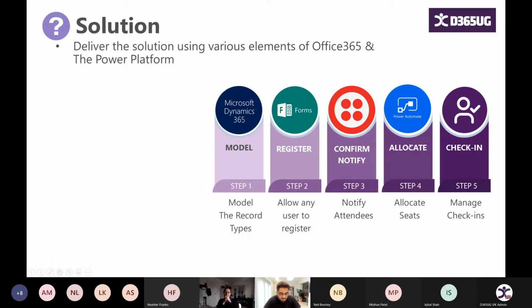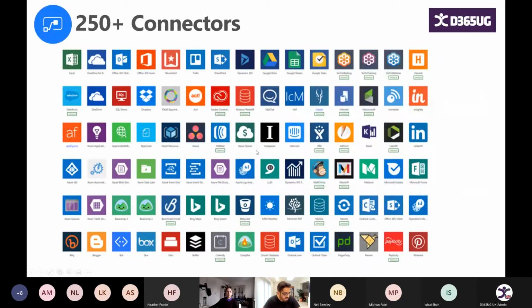For allocation, I used Power Automate. I did no plugins or any coding in this. The reason for the solution, I suppose, was to prove that you could actually develop a solution end to end without doing any coding. And then finally, I created a Power App that allows me to check people in. The advantage of using this system is that there are so many connectors, it makes it so easy to integrate with just about everything.